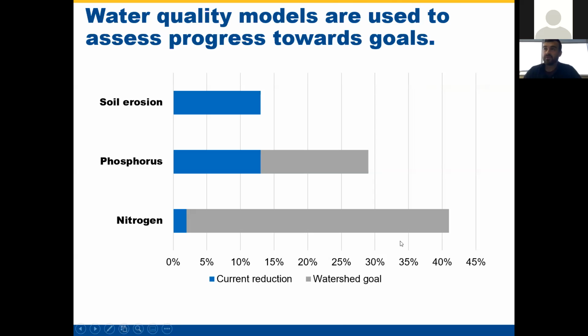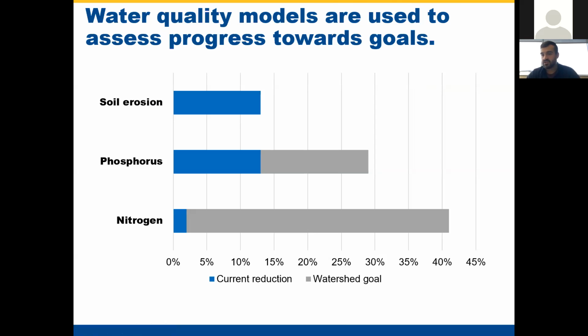So when we talk about those goals, we can talk about the overarching goals as a bullet point, but it's nice to look at this from a data standpoint too. What this chart shows is the blue lines are our current reduction. As you can see, nitrate, we're probably 2 to 3% there. Phosphorus, we're up there at 14 to 13%. And soil erosion right there in that same 13 to 14%. Those gray bars represent our goals.